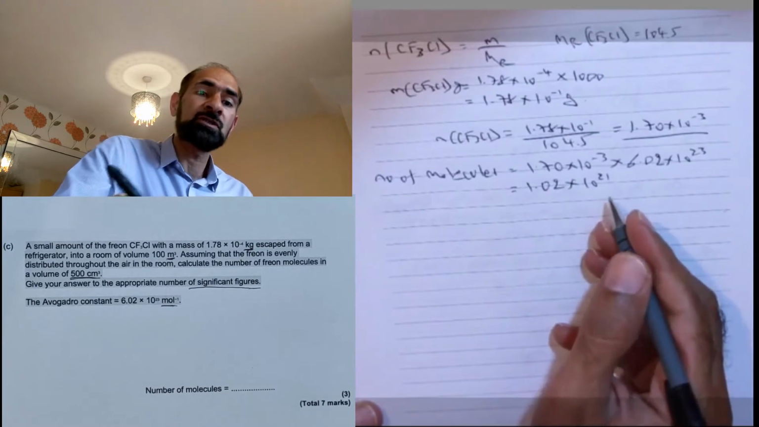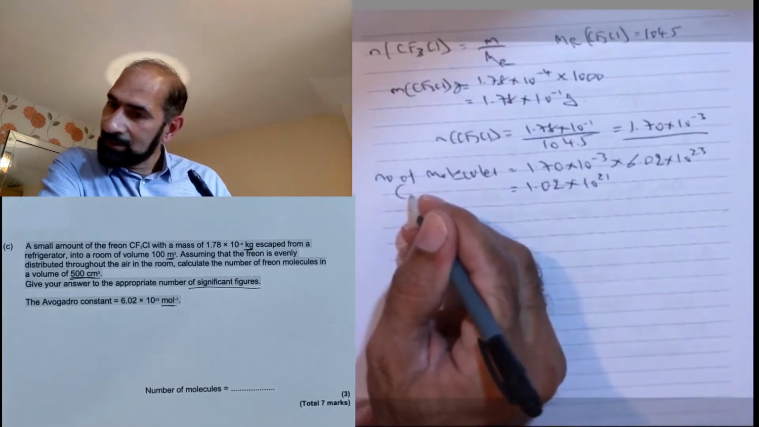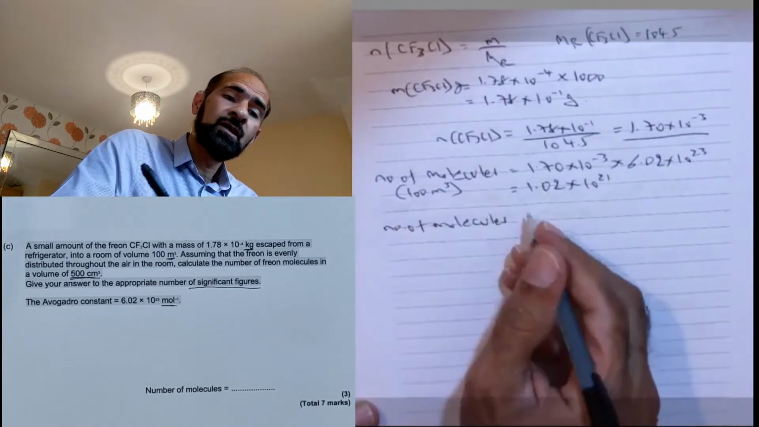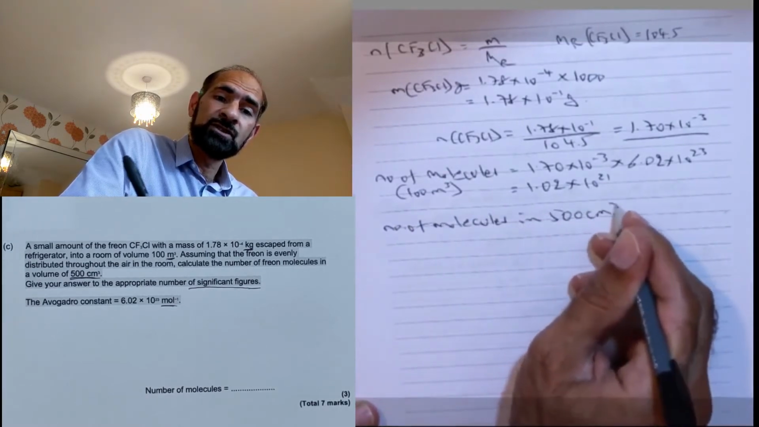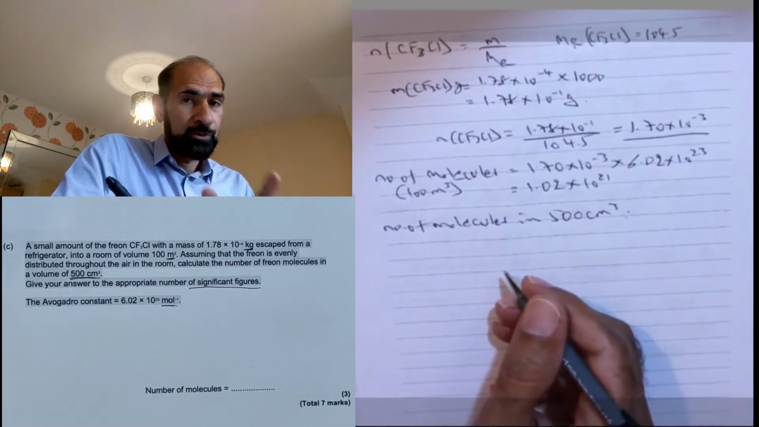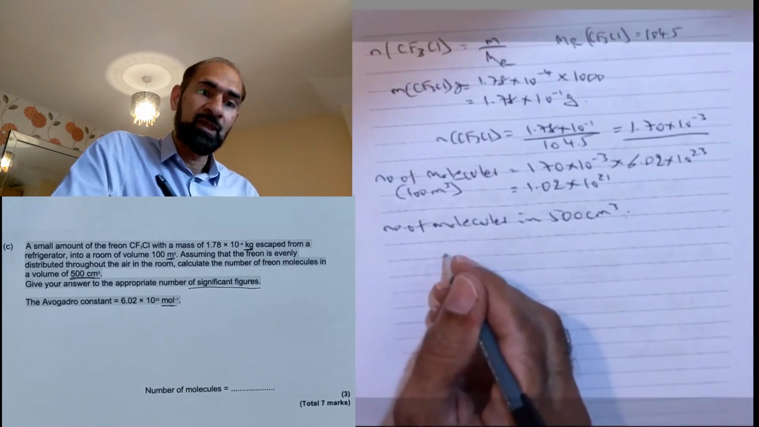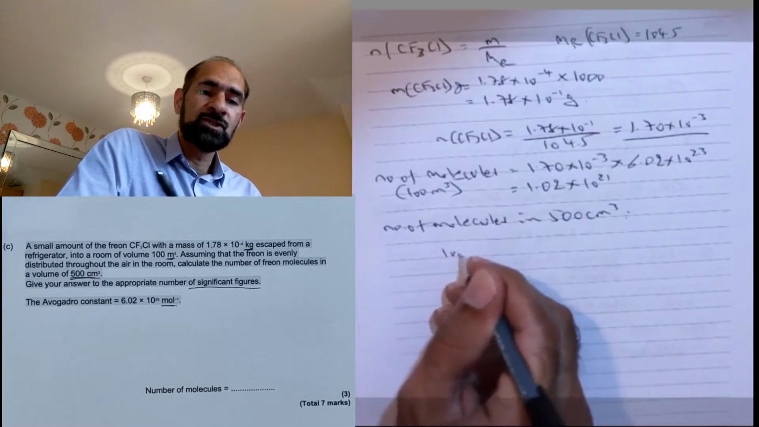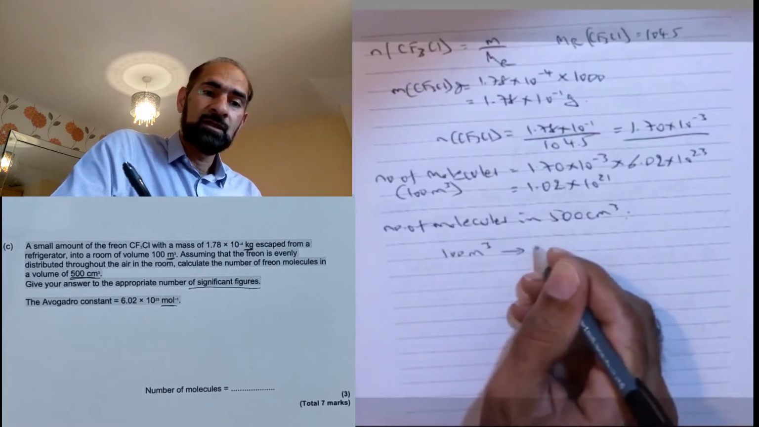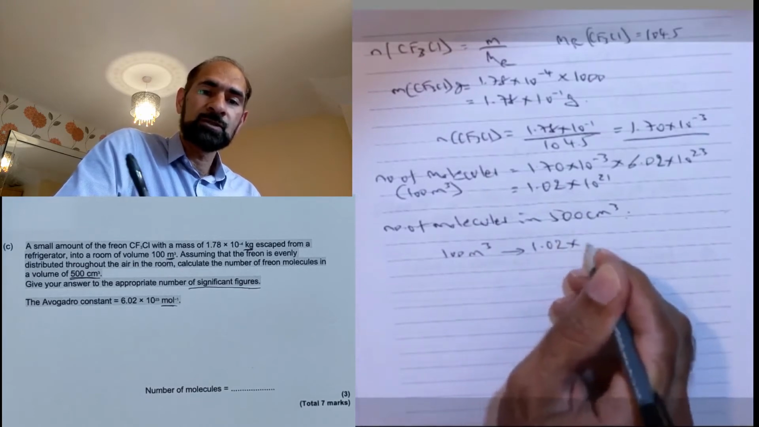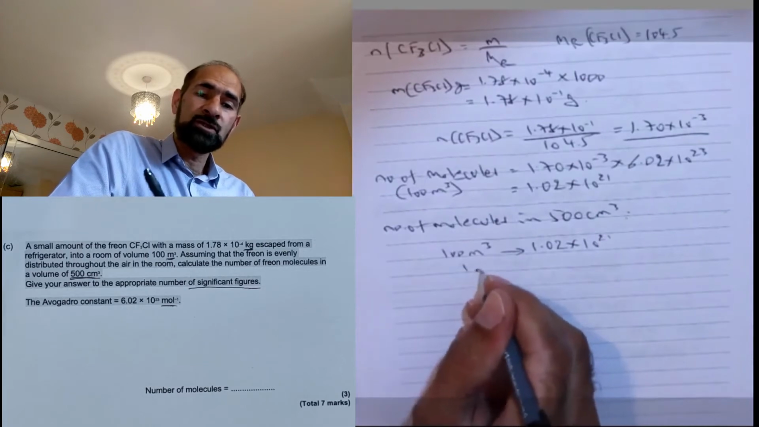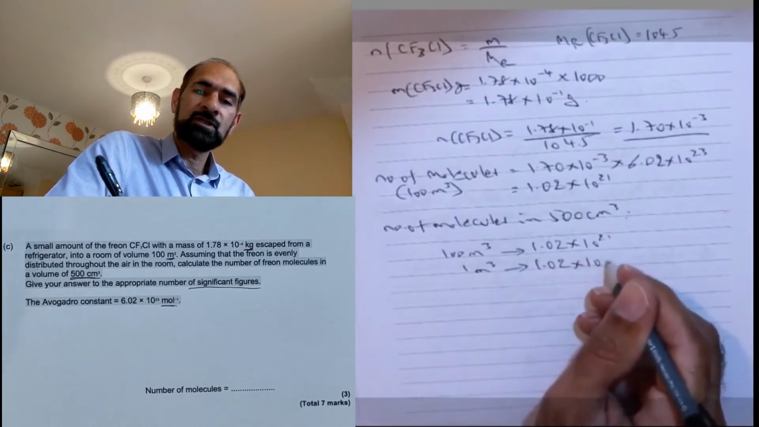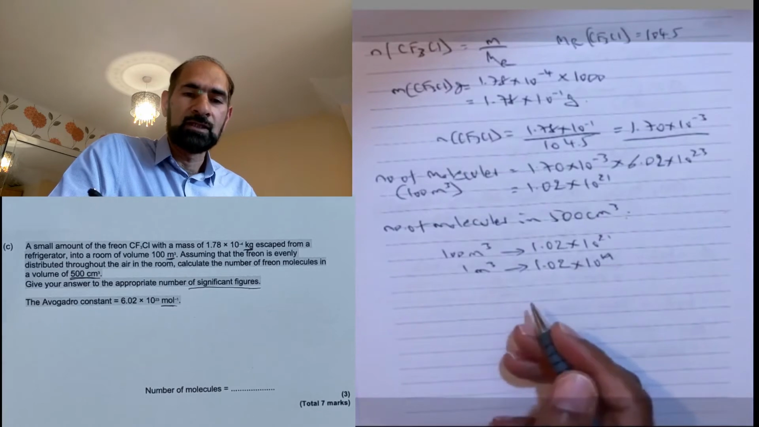Okay, so that's the number of molecules, but that's the number of molecules in what? In 100 meters cubed, right? So therefore, number of molecules in 500 centimeters cubed is equal to, don't know how you do the maths, but anyway, the way I'm going to do it, maybe I should show it to you. So 100 meters cubed, how many molecules in 100 meters cubed? 1.02 times 10 to the 21. Say 1 meters cubed is equal to that divided by 100, which equals 1.02 times 10 to the 19. Okay, you can use a calculator if you like, but that's what it is.